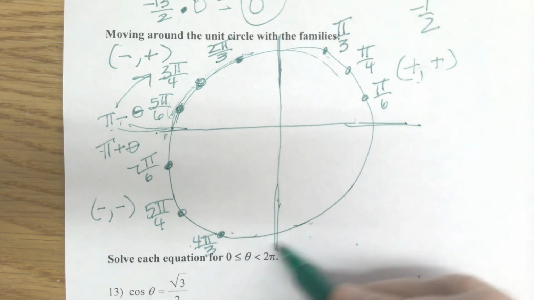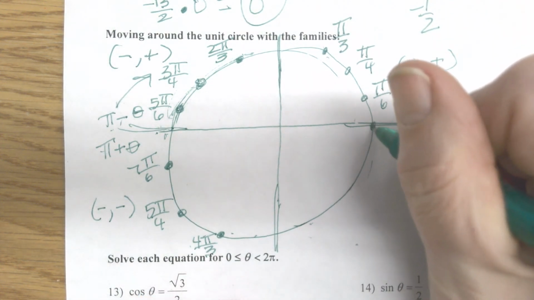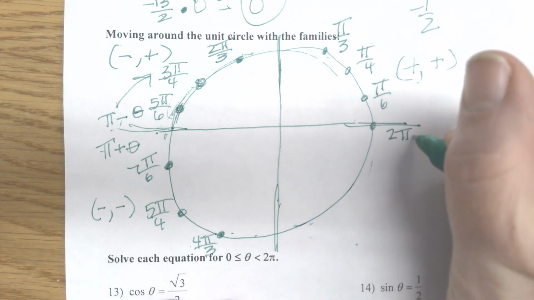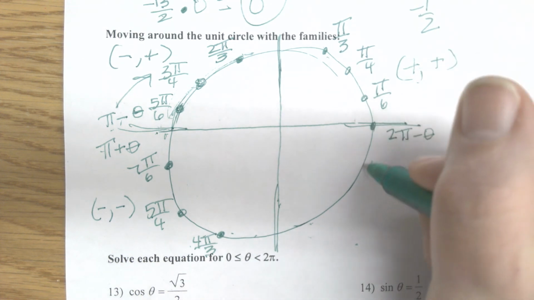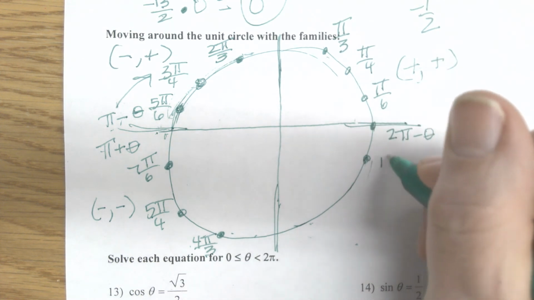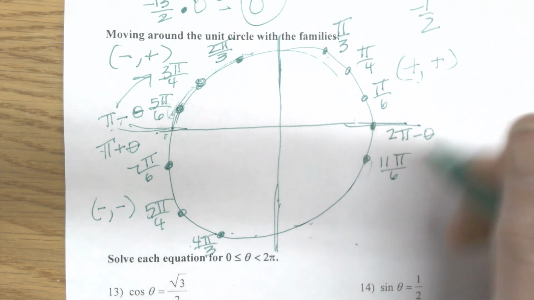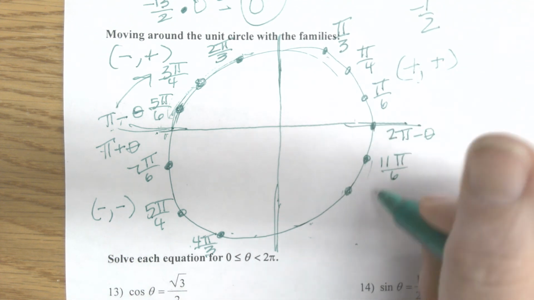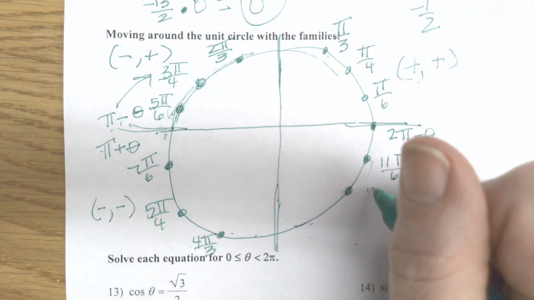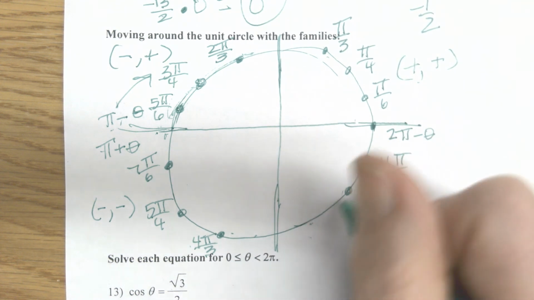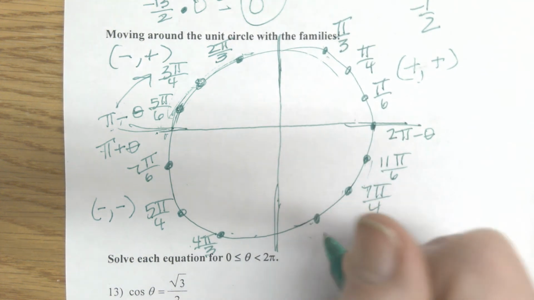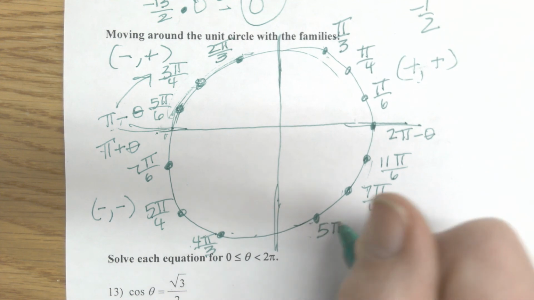And then in the fourth quadrant, because I'm way over here, I'm going to do 2 pi minus the angle. So I do 2 pi minus pi over 6, that's 11 pi over 6. I do 2 pi minus pi over 4, that is 7 pi over 4. And I do 2 pi minus pi over 3, that's 5 pi over 3.